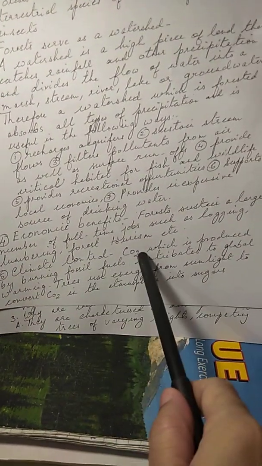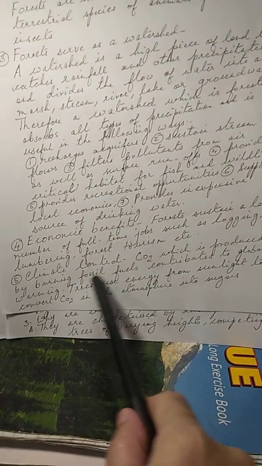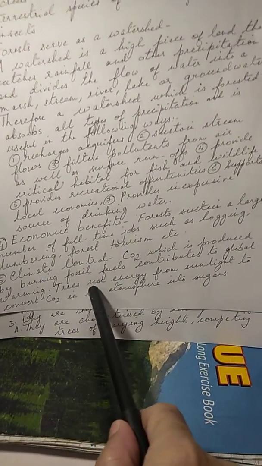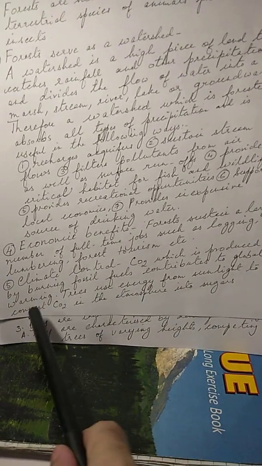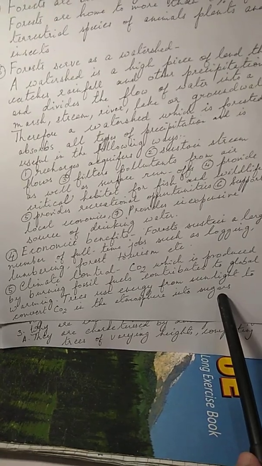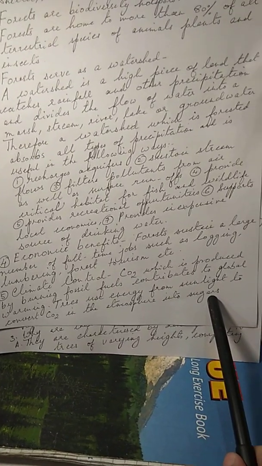Climatic control, carbon dioxide which is produced by burning fossil fuel contributed to global warming. Trees use energy from sunlight to convert carbon dioxide in the atmosphere into sugars, and in this way the trees act as a control of the climate.